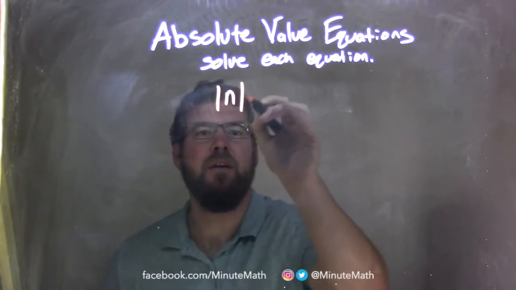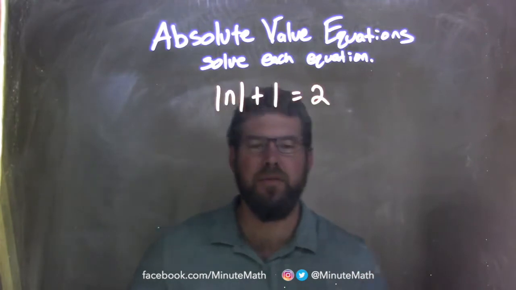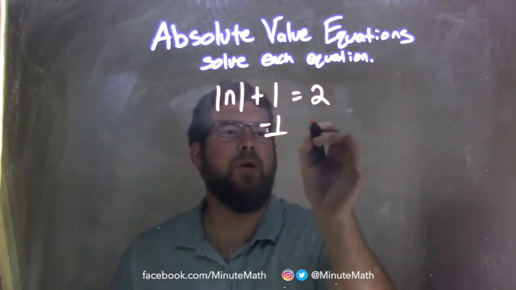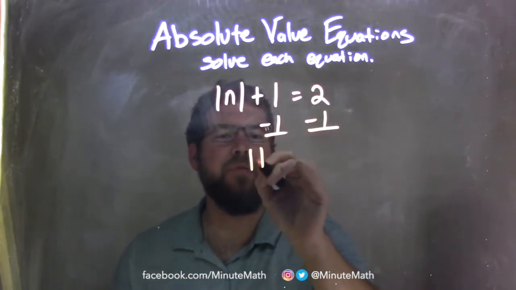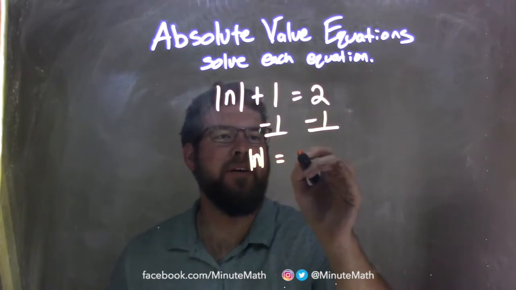Absolute value of n plus 1 equals 2. Well, first step, get absolute value by itself, subtract a 1 on both sides. Leaving me with the absolute value of n equals 2 minus 1, which is 1.